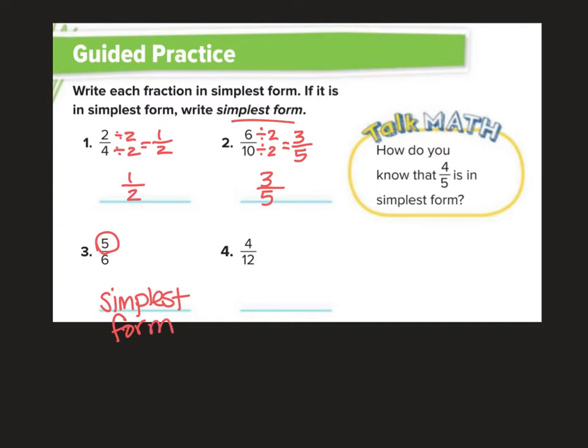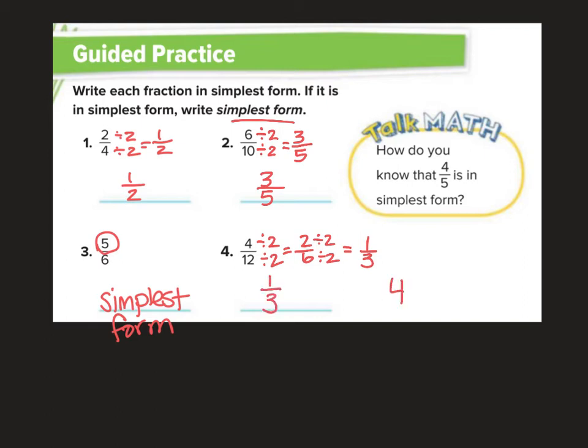4/12. Ready? I'm going to show you kind of a different step. So I see they are both divisible by 2. So then 4 divided by 2 is 2. 12 divided by 2 is 6. 2/6. But I still see I can divide them by 2 again. So if I divide by 2, divide by 2, I would get 1/3. Now I have prime numbers. So now I know I am done. 1/3 is in simplest form.